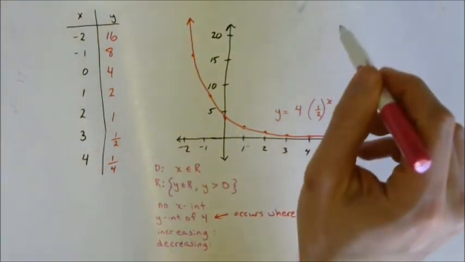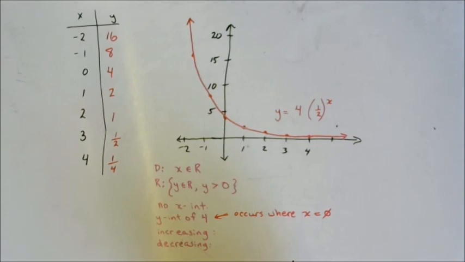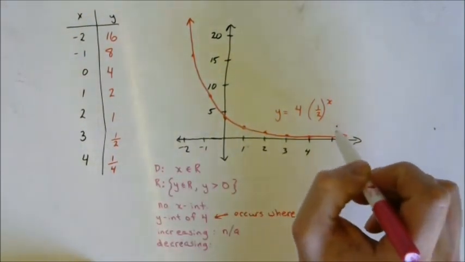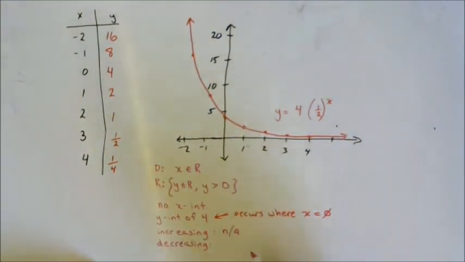Is it growing or getting smaller? Yeah, it's decreasing, right? It's going down continually. So increasing: none or NA. It's decreasing over its whole domain, okay? The graph is falling to the right throughout its domain. So the y values decrease as the x values increase. So this function is decreasing over its whole domain, yeah?